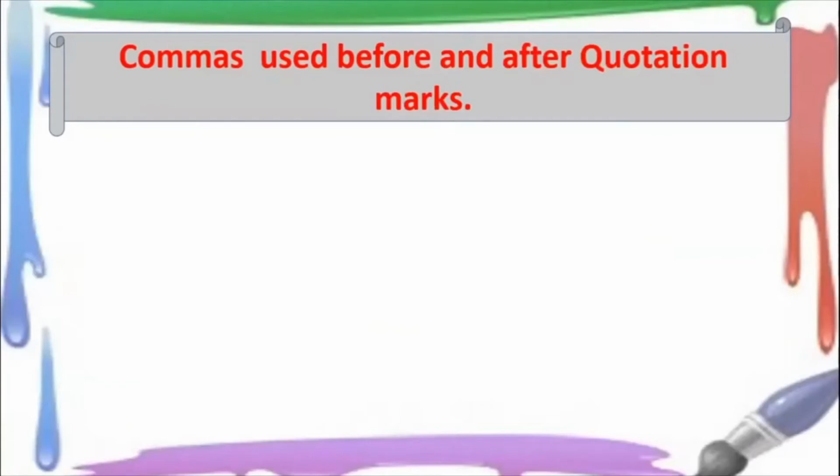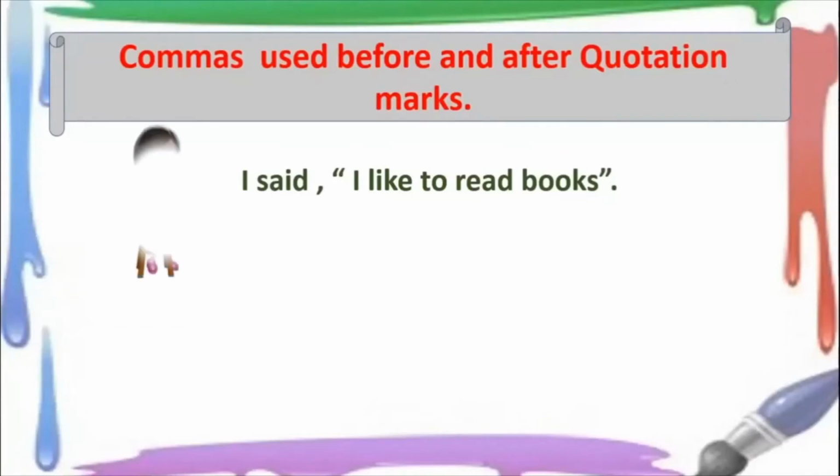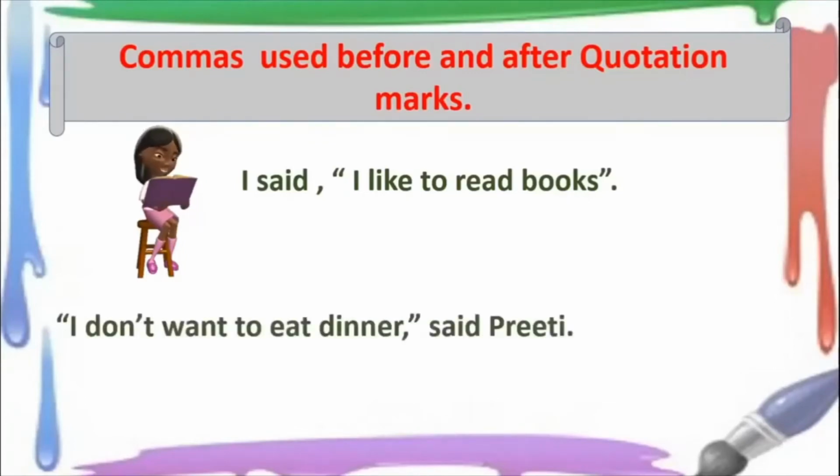Commas are also placed before and after quotation marks. Quotation marks means double inverted commas. When you want to report direct speech, so I said, and then you put a comma before you say what that person said. I said, "I like to read books." You can see the comma after "I said" is coming before the quotation marks. Next is, "I don't want to eat dinner," then you have a comma there and then you say, said Preeti. So this is how commas are used, sometimes before or sometimes after the quotation mark.